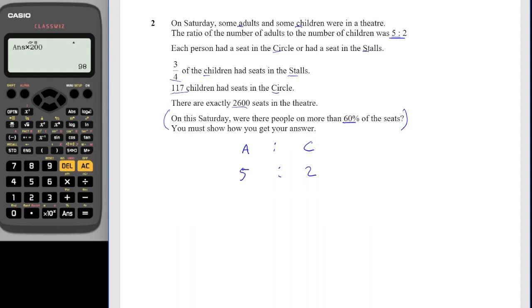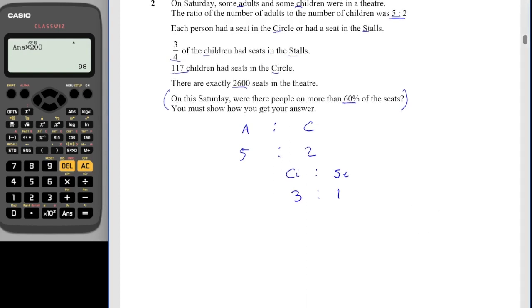3/4 of the children had a seat in the stall, so for the children, we're going to sit them into C for circle and S for stall. And the ratio, I've got it as a fraction. I'm going to convert that to a ratio straight away, so that's going to be 3 to 1 because we've got 3/4. And then we've got 117 in the circle.